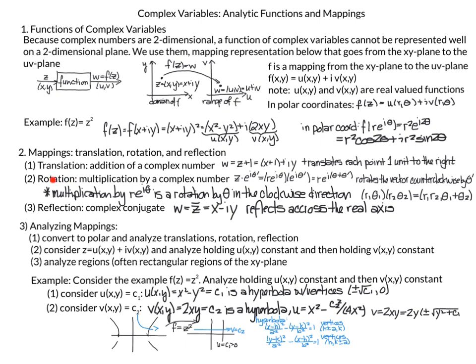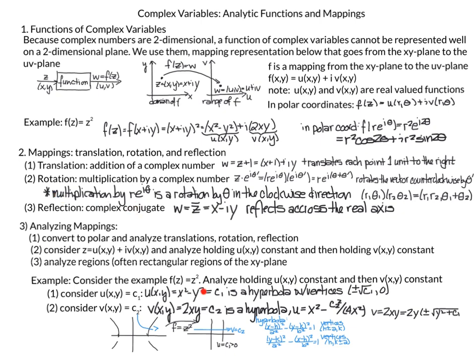We saw that rotation corresponds to multiplication by a complex number. So if we have a complex number z and we multiply by e to the i theta prime, then what we get is r e to the i times theta plus theta prime, and you can see the derivation. That means multiplication by e to the i theta prime rotates your original vector z counterclockwise by theta prime. And then we also said reflection corresponds to complex conjugates.